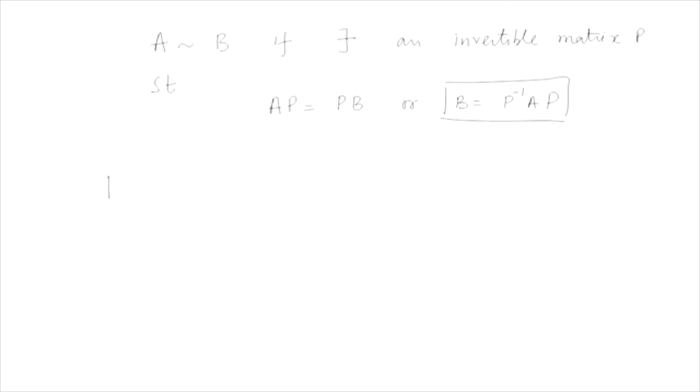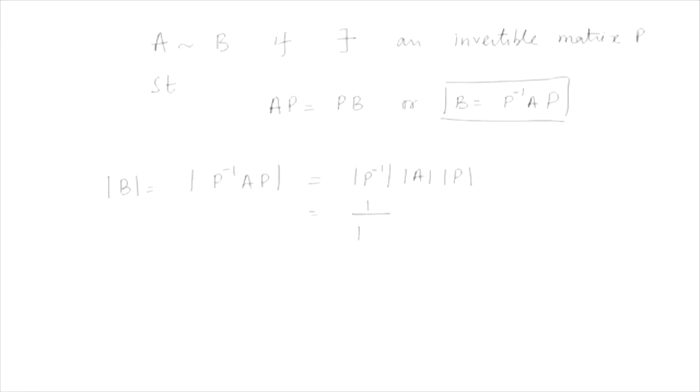You can see that determinant of B will be determinant of P inverse AP, and that will be equal to determinant of P inverse, determinant of A, determinant of P, since determinant of A into B is equal to determinant of A into determinant of B. Now determinant of P inverse is 1 upon determinant of P, into determinant of A into determinant of P. So these two cancel out, so it is equal to determinant of A. So what we obtain, the first property of similar matrices, is that if two matrices A and B are similar, then their determinants are always equal. This is the first property of similar matrices.